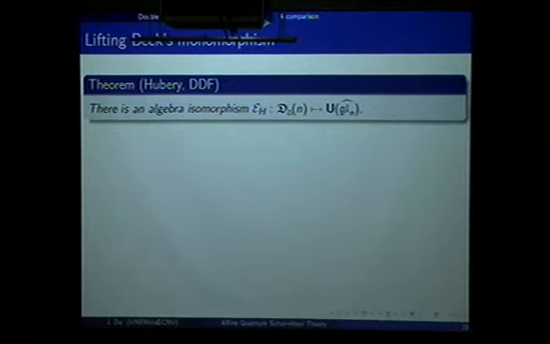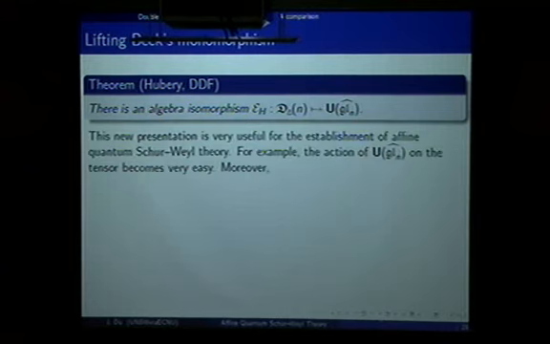Because you have already the SRN part. Then you just lift it to the double linear Hall algebra. So you get an algebra isomorphism, and of course, Schur-Weyl did this at the Hall algebra level. So you just lift it to the double Hall algebra level, then you can get this. So this new presentation is very useful for, for example, the establishment of affine quantum Schur-Weyl theory. For example, the action of this algebra, the same, right? The same, on the tensor space becomes very easy.